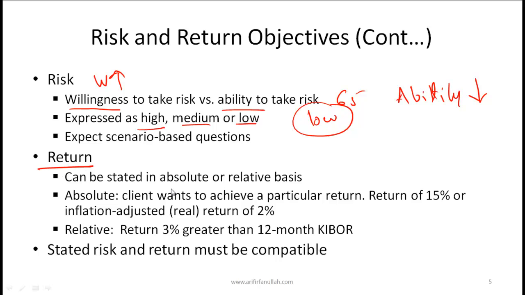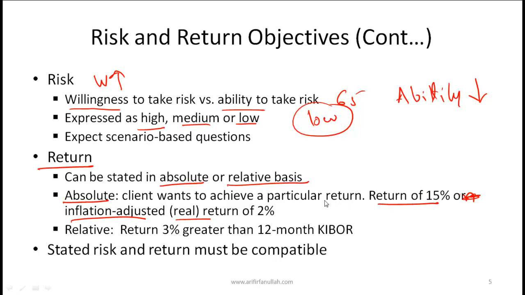Next, let's talk about return objectives. Return objectives can also be stated in absolute terms or on a relative basis. Here is an example of absolute return objectives. If a client wants to achieve a particular return, for example, a return of 15%, then we say that this is an absolute return. Absolute returns can also be stated on an inflation adjusted or a real basis.